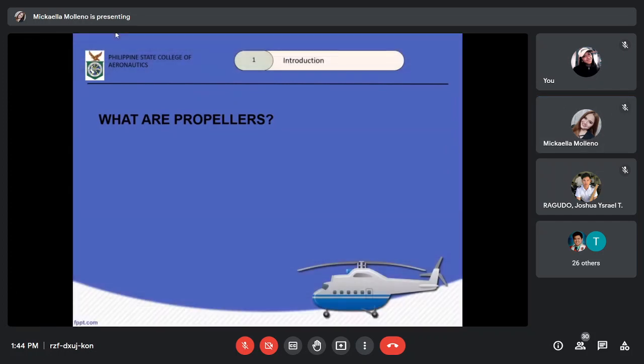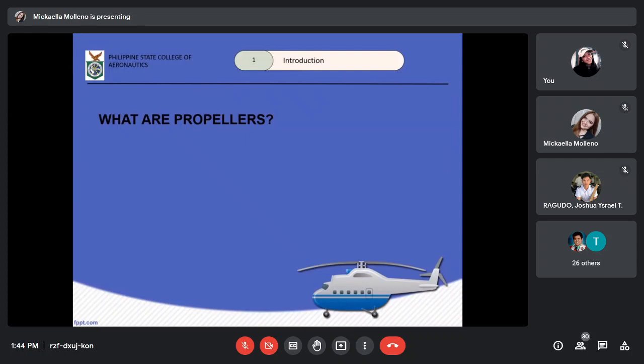So to put it simply, an aircraft propeller is what? It is an aerodynamic device which is used for what? Providing force or thrust. Same sila ng pagkakashape ng wings in a sense na pareho silang airfoil. But instead of producing lift in a vertical direction, propellers produce lift in a forward direction. And this is what we call the thrust.